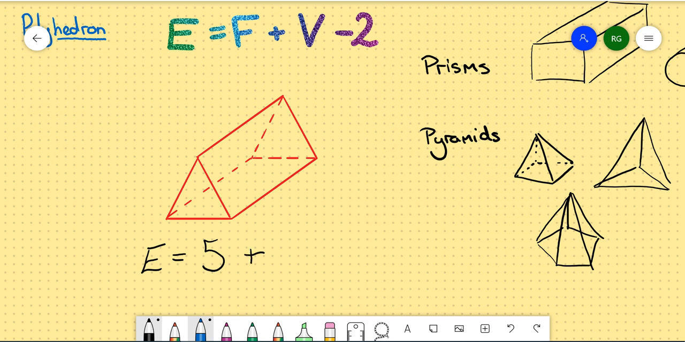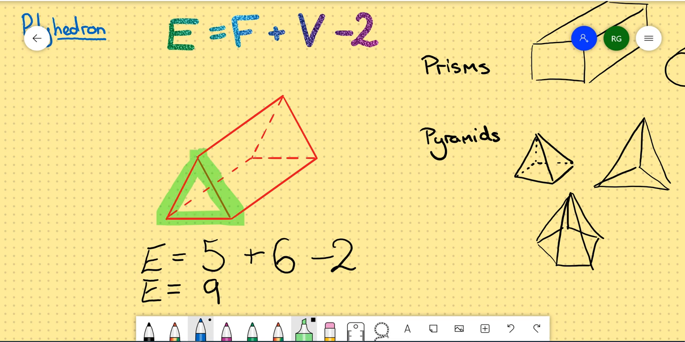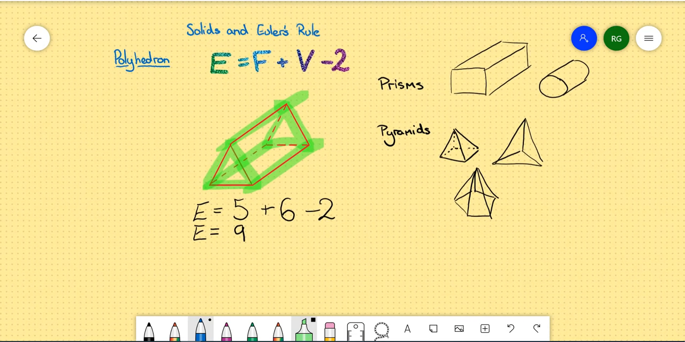Plus the vertices. So in this case, I know there's 6. We counted them just before. Minus 2. So the number of edges should equal 5 plus 6 is 11 minus 2, which is 9. Let's confirm that we have 9 edges. 1, 2, 3, 4, 5, 6, 7, 8, 9. 9 edges. We can rearrange that formula any way we need.